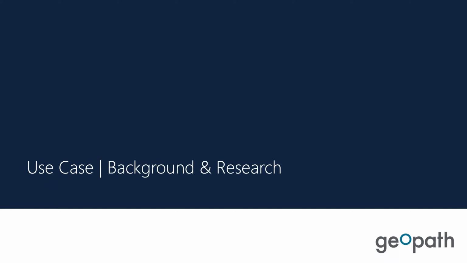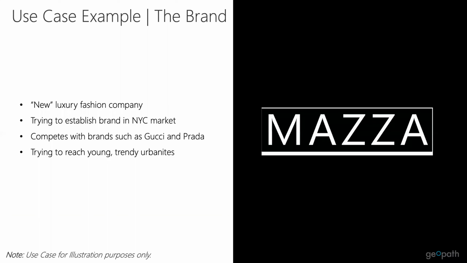So just a little bit of background and research that we did to set up the use case. So this is about, as I said, a new luxury fashion brand called Maza, and you may never have heard about it, but that's because it doesn't exist. So this is a made-up brand that we want to use to help demonstrate this use case. Not that we're not going to tie it to reality, because we are setting this up as a new brand. They want to establish themselves in New York City and other markets around the country, but specifically New York City. And they're a brand that's going to compete with Gucci, Prada, focusing on trying to reach that really young, trendy urbanites across the market.